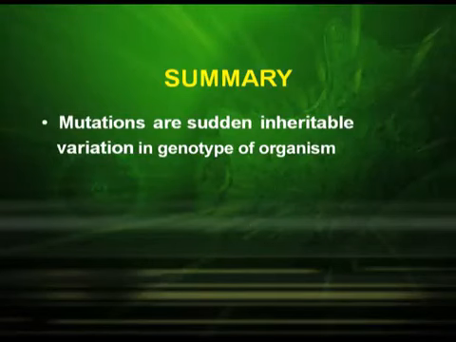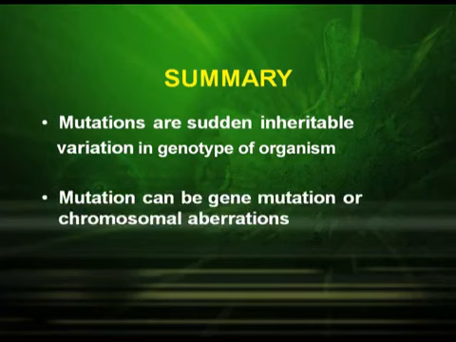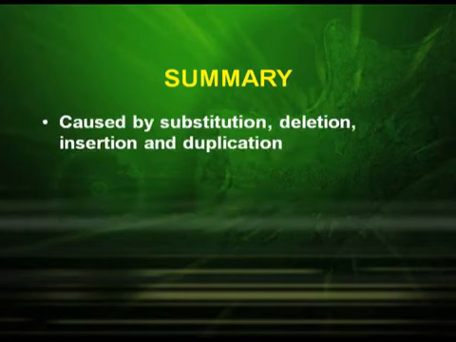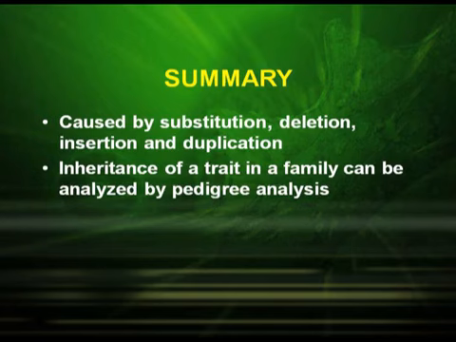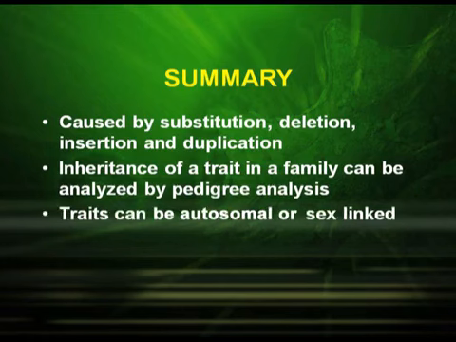Now, let us summarize the topics that we have studied. Mutations are sudden inheritable variations in the genotype of an organism. Second, mutations can be gene mutations or chromosomal aberrations or disorders. Third, they are caused by substitution, deletion, insertion and duplication. Inheritance of a trait in a family can be analyzed by pedigree analysis, and traits can be autosomal or sex linked.